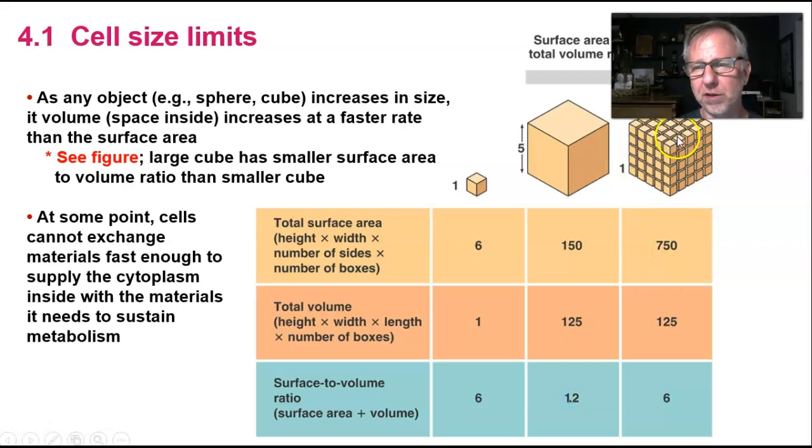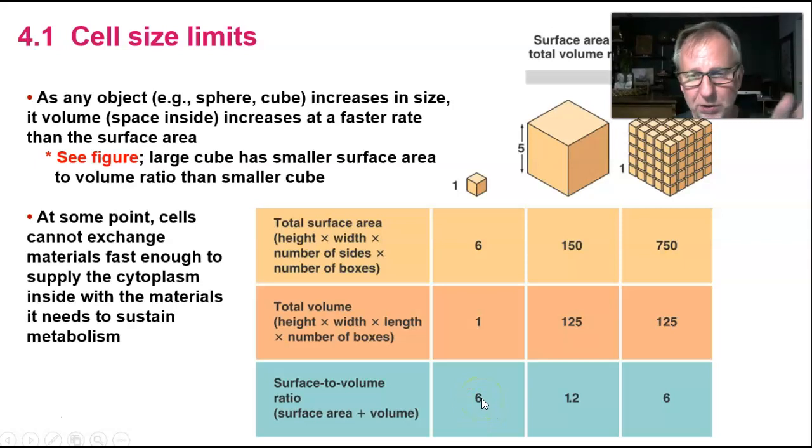Now, what's shown over on the far right is you could take an object that's the same size as the big cube, but divide it up into a whole bunch of little cubes, and look what happens. You can maintain that surface area to volume ratio because they're all little tiny cubes.